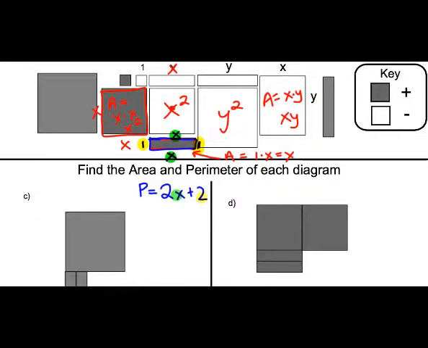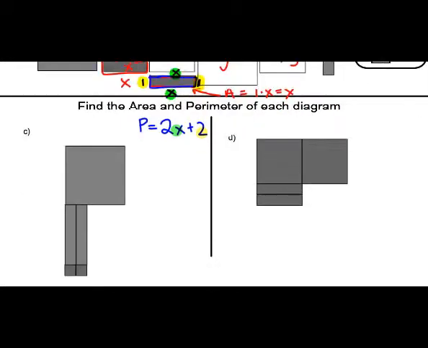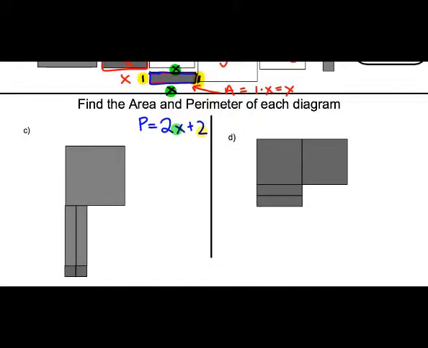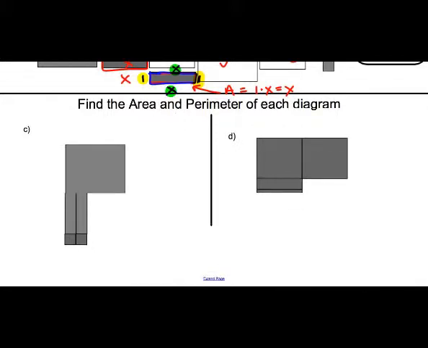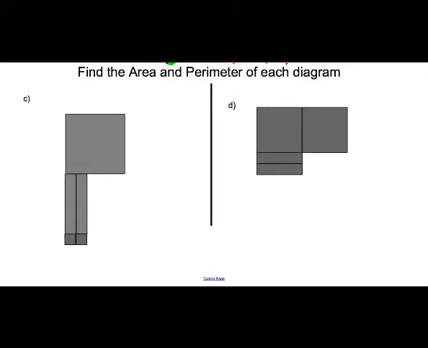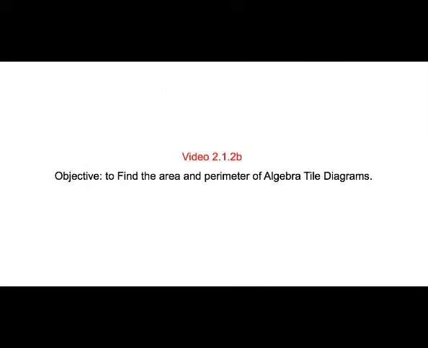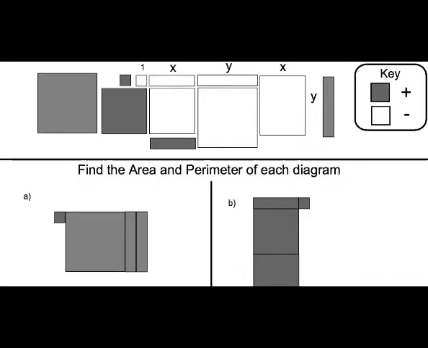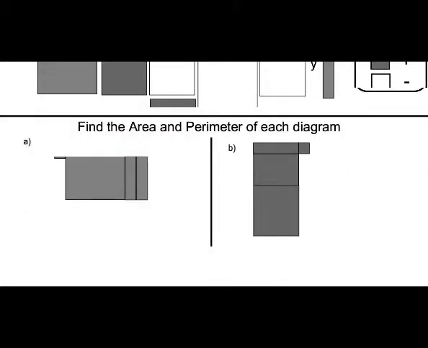So that's just a quick review of area and perimeter in general. But now we're looking at more complex figures, just like you did in class the other day. So we're looking at the perimeter and area of questions A and B here. Those are C and D. Here's A and B. So when we look at questions A and B, we're looking for the area and perimeter.